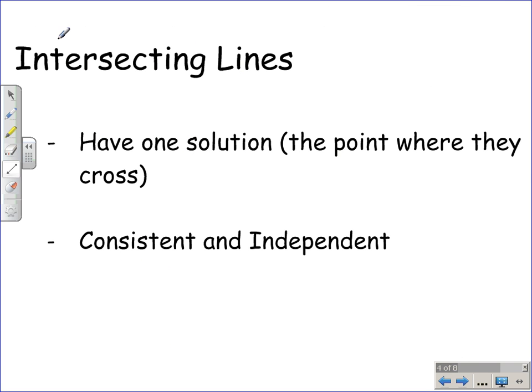And when we have intersecting lines, the system has one solution, and that solution is the point where the two lines cross. We also call that consistent and independent.